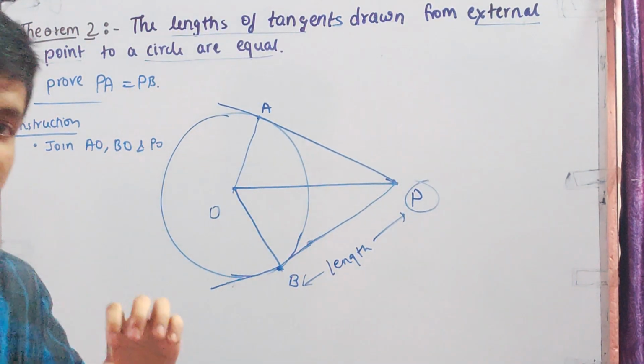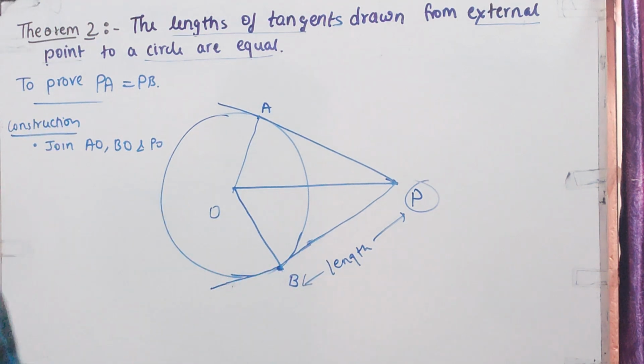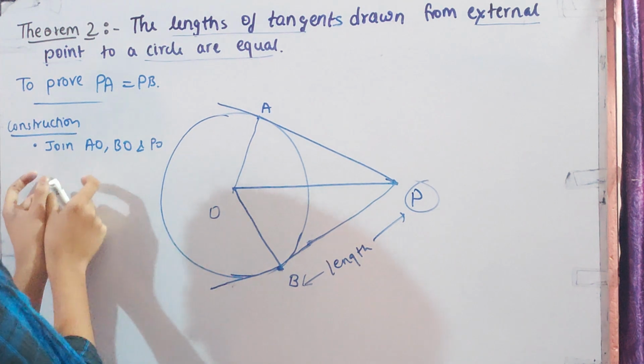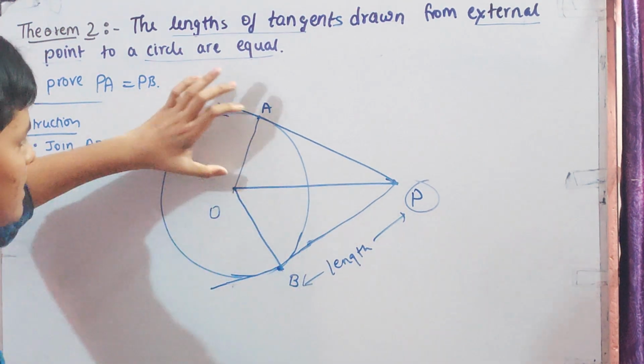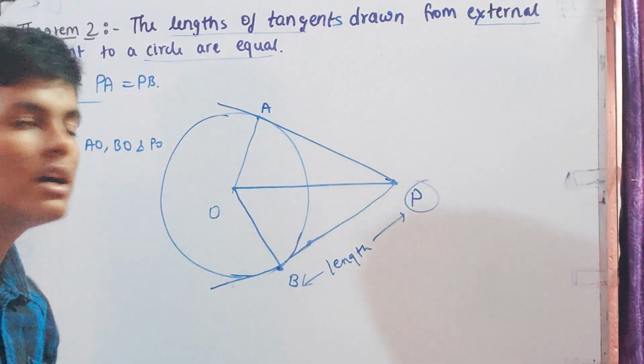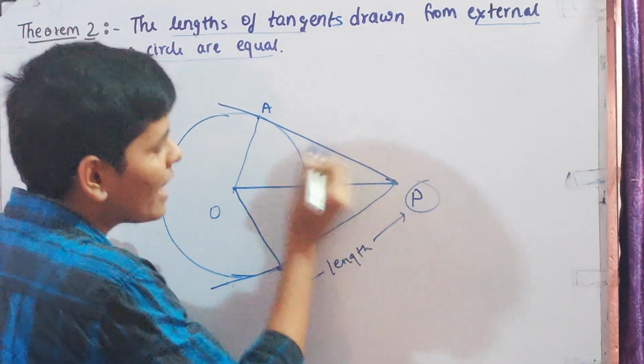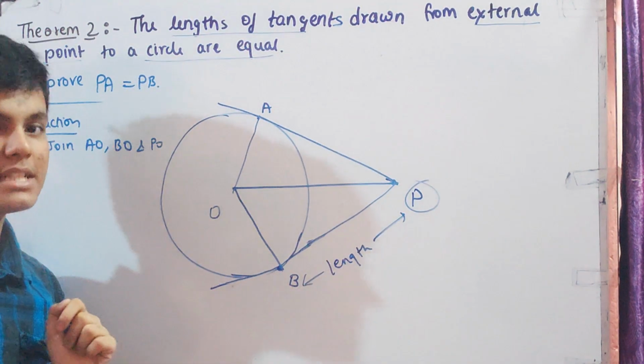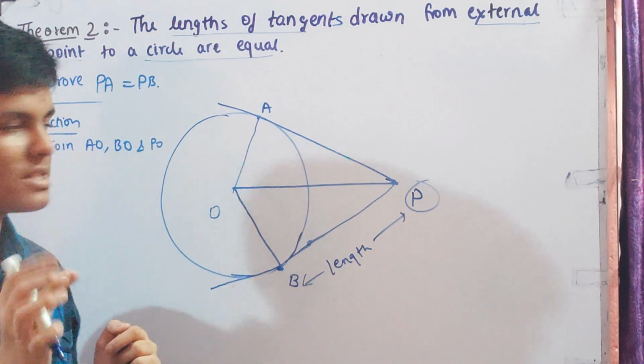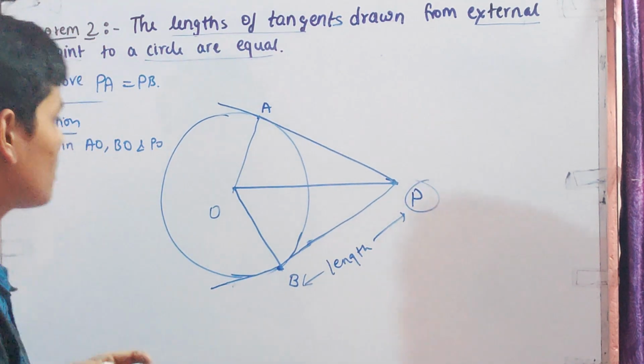Now from here also many points can come out. What are the points? Okay, we'll discuss those points after the theorem is done. Join AO, BO and PO. This line and this line are joined. Now what do we see? We see two triangles over here. Then it means that we have to prove some congruency between them. We have discussed congruency a time ago.